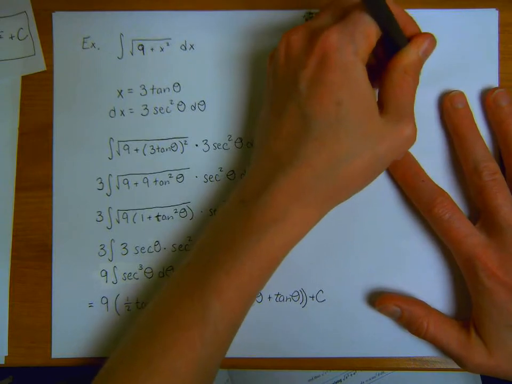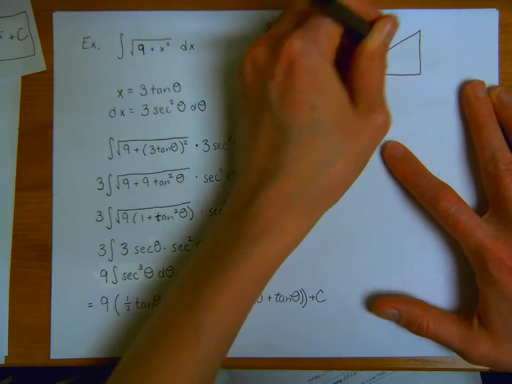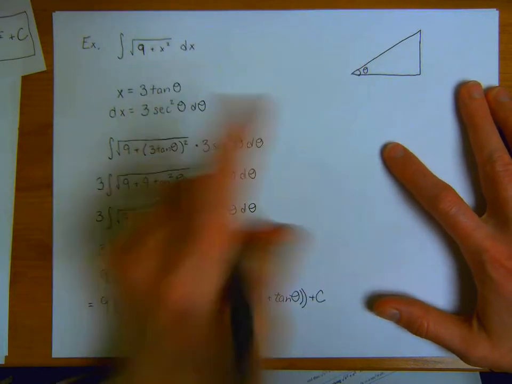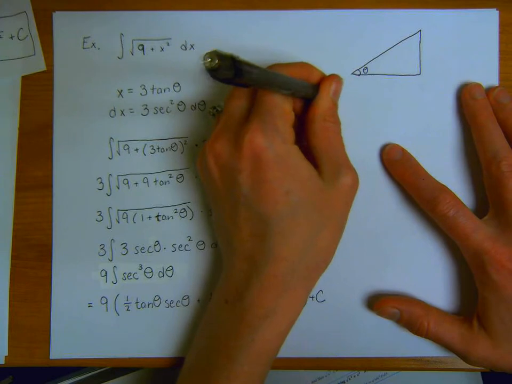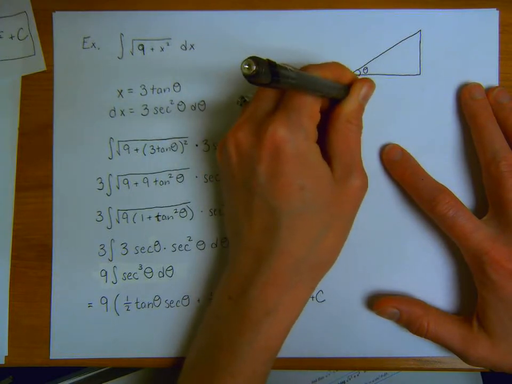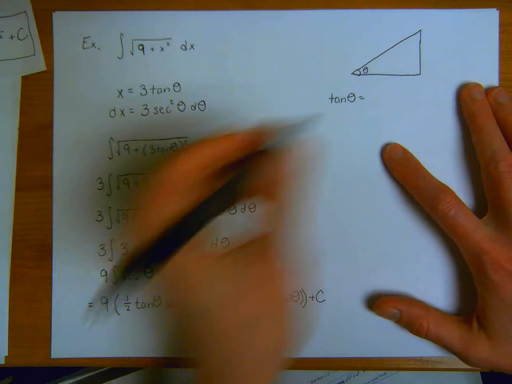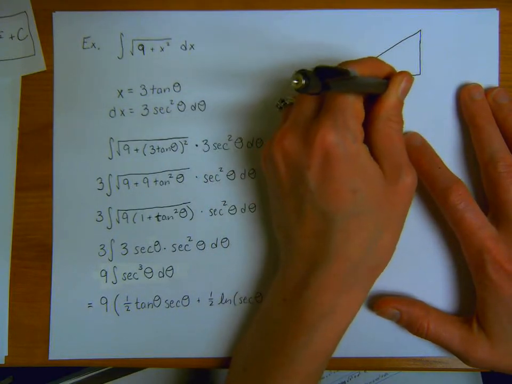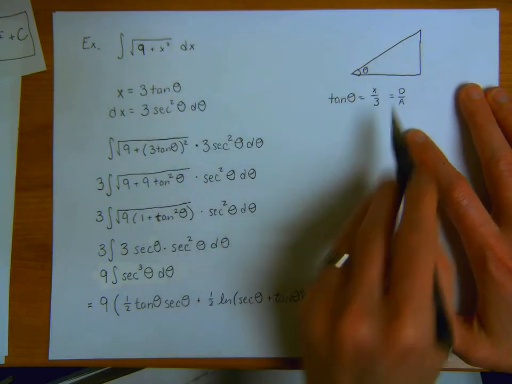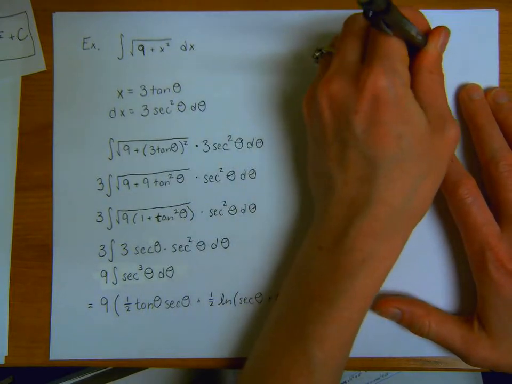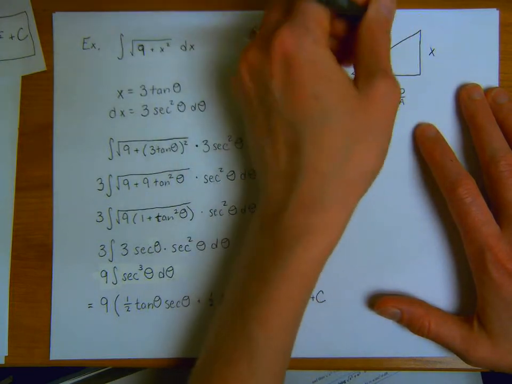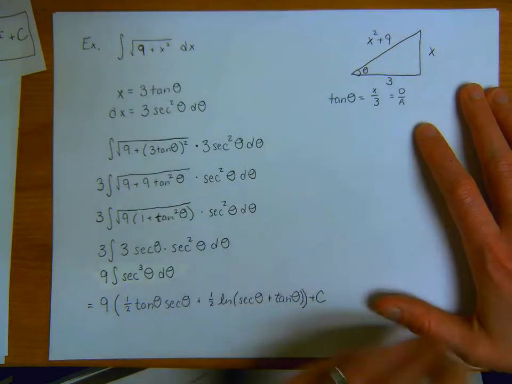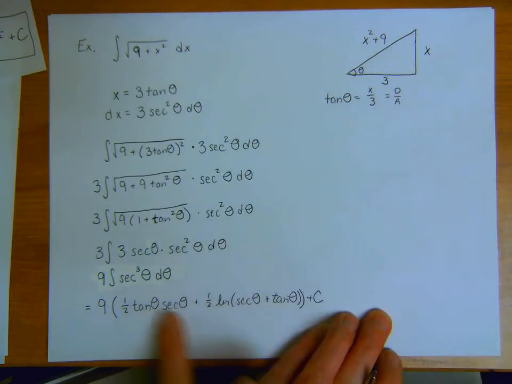So let's set up the triangle and recall what pieces we know and what pieces we do not know. The way that we set this problem up, tangent of theta is equal to x divided by 3, which is the same thing as opposite over adjacent. So in this case, opposite over adjacent, I have x, I have 3, and that means the hypotenuse is the square root of x squared plus 3 squared, which is 9. And that's the information that I need to be able to fill in some of the pieces.